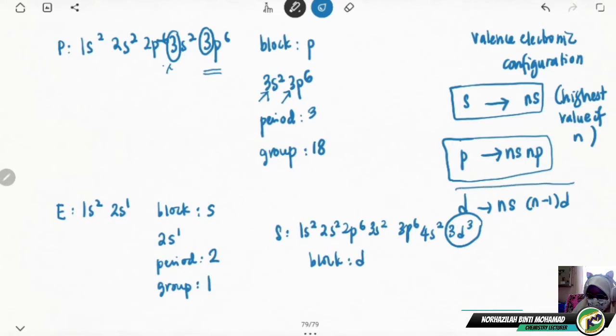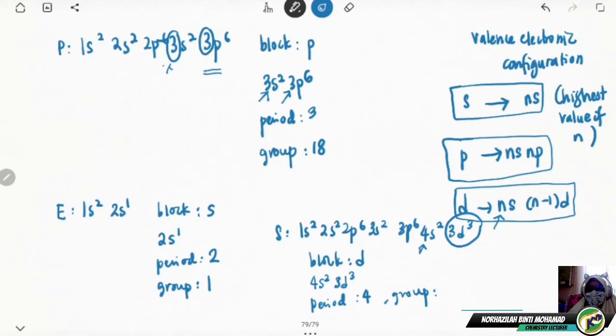So for D block, the valence electronic configuration is highest n. What is it here? 4, right? 4s2 and then (n minus 1)d, 3d3. So what is the period for this element? We have 4 and we have 3. Which one is highest? So the period is 4. And then the group: look at how many valence electrons it has. 5, correct. 2 plus 3 is 5. Okay, any questions?